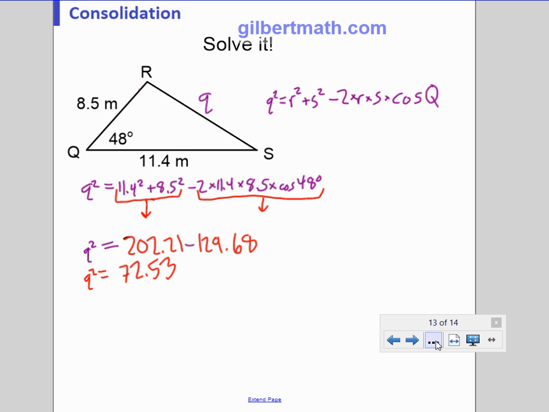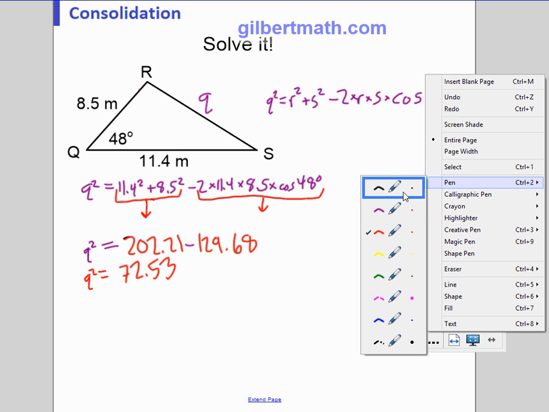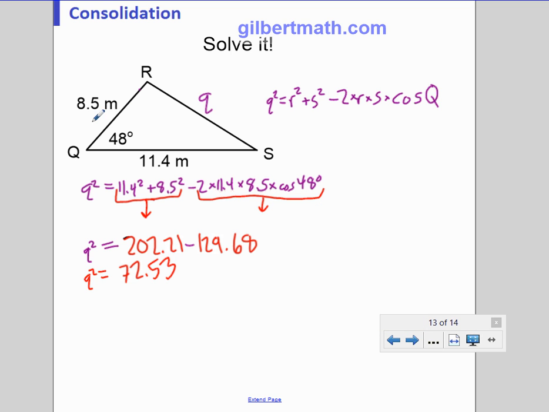You probably remember that the common mistake from here is to say that side q is 72.53. But if you look at the other sides, you'll see that doesn't really make sense. So we have to take the square root of it: q is equal to the square root of 72.53, which is going to be 8.5. So q equals 8.5 meters.